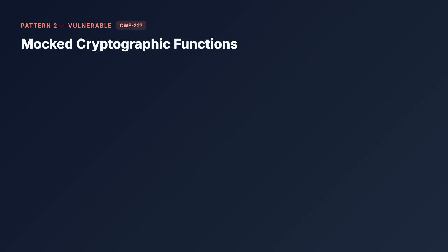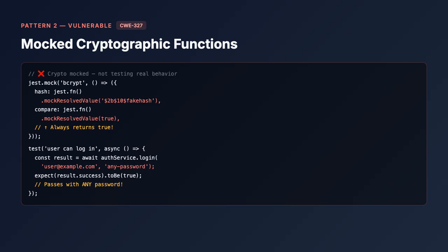Pattern 2. Mocked cryptographic functions. This falls under CWE-327, use of a broken or risky cryptographic algorithm. In this example, the AI mocks bcrypt entirely. The hash function returns a fake hash string, and compare always resolves to true. The test checks whether a user can log in, passing any arbitrary password. Of course it passes, because the mock always approves the comparison. Any password would work, making this test meaningless for verifying authentication.